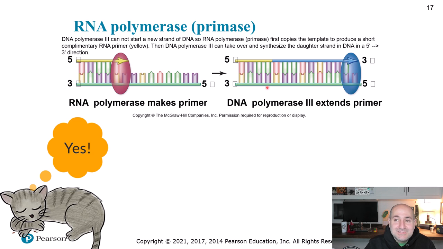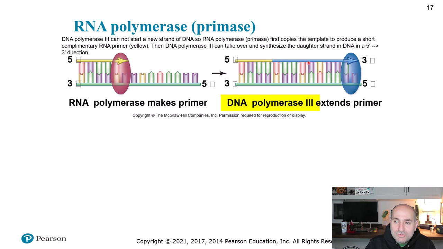Yes. And so now your friend DNA polymerase 3, this blue one, can attach and take over copying the rest of the DNA. And this piece of RNA has a name. I need you to know this little piece of RNA has a name. Here you can see that little piece of RNA in yellow on the left. That's called a primer. So RNA polymerase starts a new strand by putting down an RNA primer. And then that primes it, right? So RNA polymerase can detach, allowing DNA polymerase 3 to attach and copy the rest in DNA.